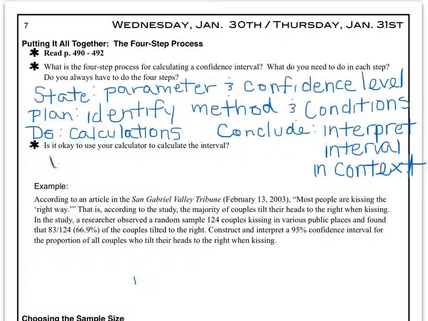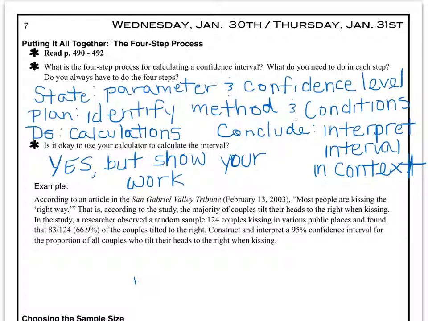Okay, is it okay to use your calculator? Yes, but you need to show all your work. If you're interested in using your calculator, you want to hit Stats, then go to the Test menu, and then on my calculator it's option A, but it's the 1 prop Z interval. And then that will give you the setup to actually find the interval on your calculator.